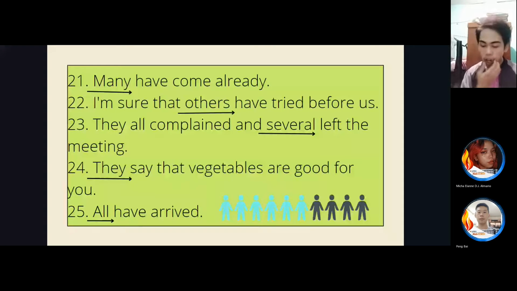So 25, all have arrived. All, which means the whole quantity of something or of some things or people. So that is the difference between many, several, few, all. Please take note of that. Next slide.